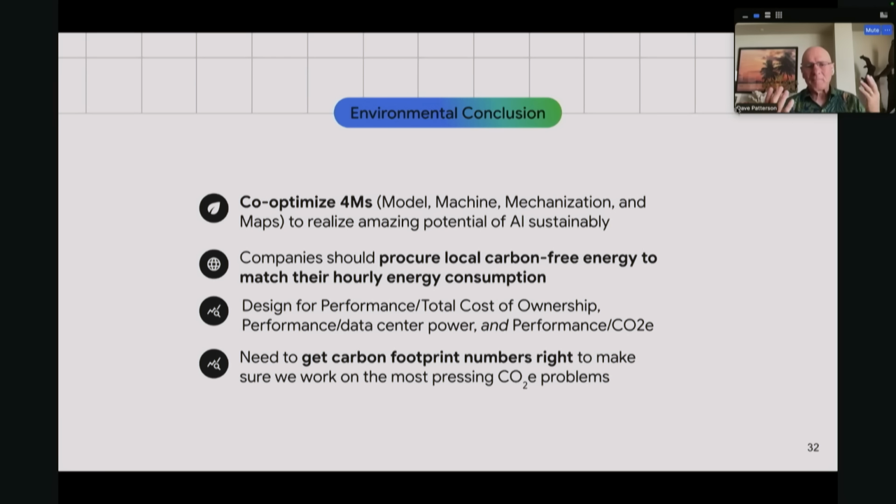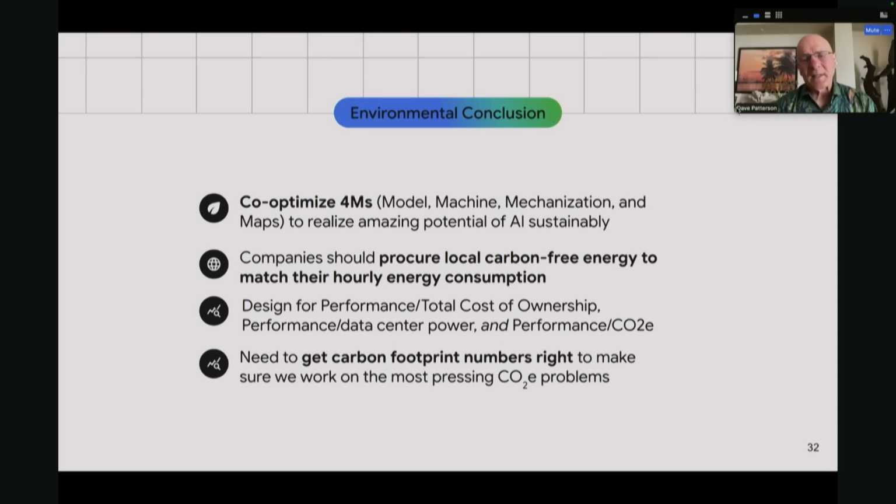You can break emissions into these four pieces. The first three calculate the energy, and the last one turns it into emissions. Optimizing them can really realize the amazing potential of AI in a sustainable manner.